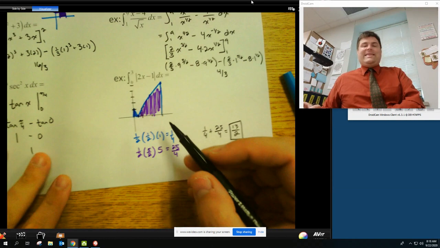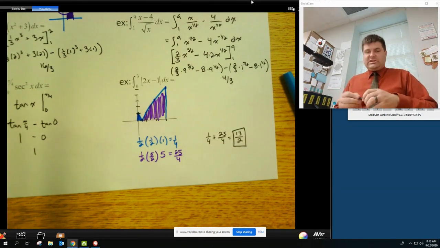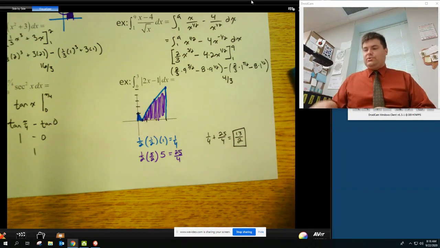So again, I think it's easy to use geometry when possible. It's a lot less work. You've got to do some counting and some old school geometry.